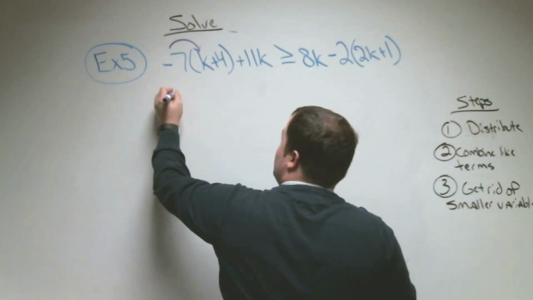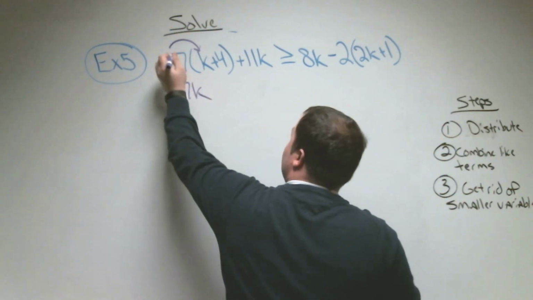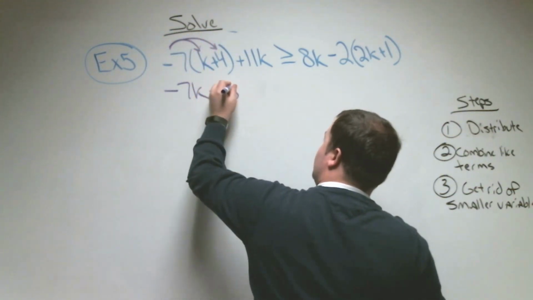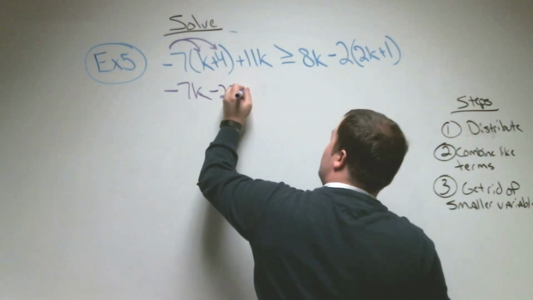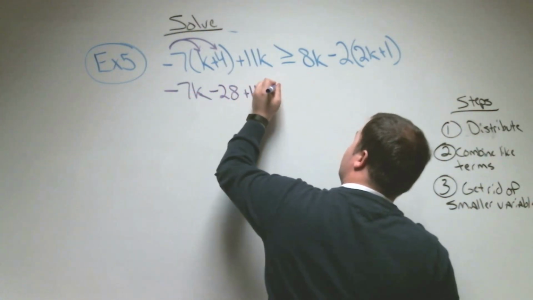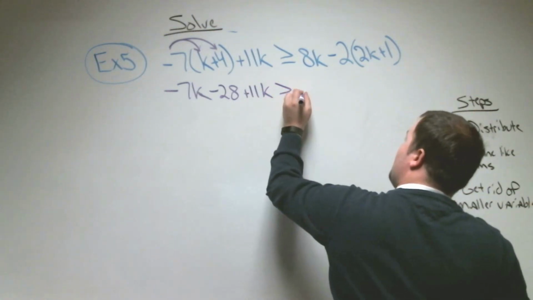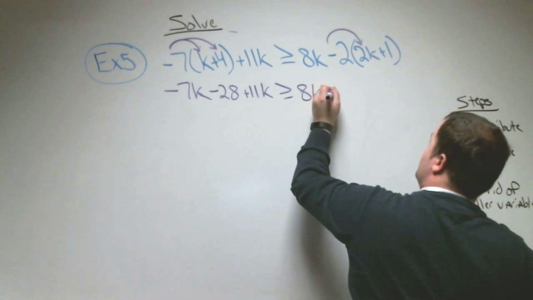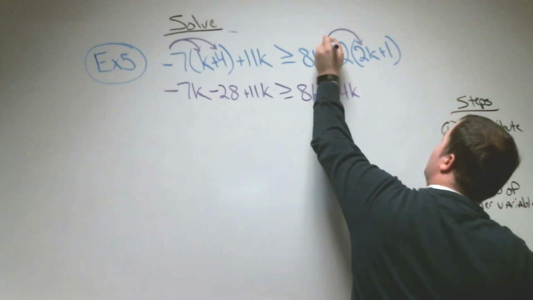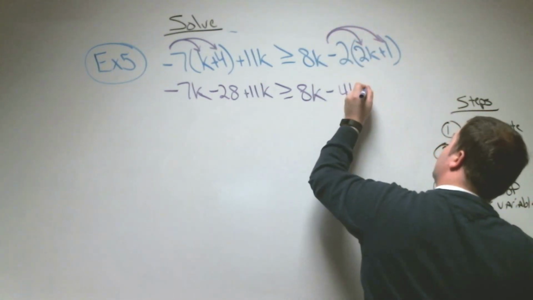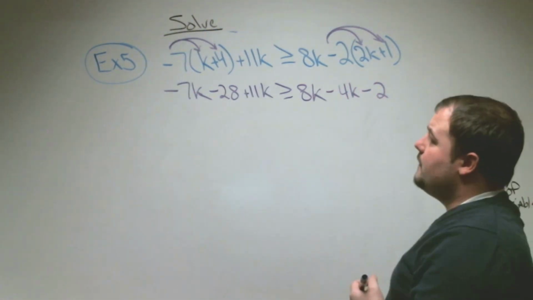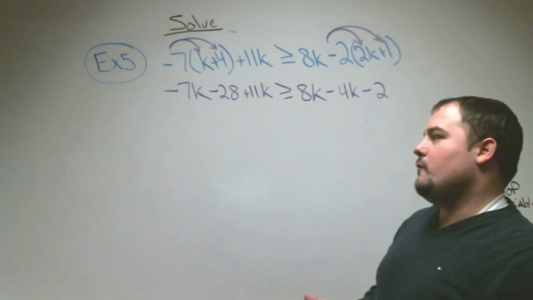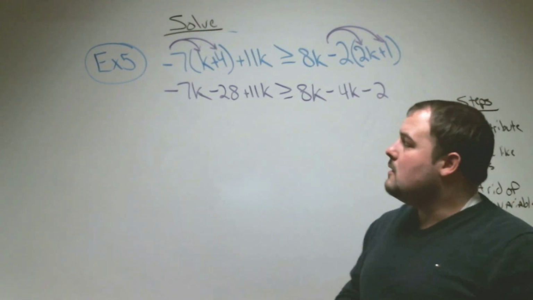Negative 7 times k is negative 7k. Negative 7 times positive 4, that's negative 28. We still have plus 11k is greater than or equal to 8k. Negative 2 times 2 is negative 4k. And negative 2 times positive 1, that's negative 2. So this is where we're at. We just did distribution, first step. Hopefully that's pretty easy. We're just multiplying.